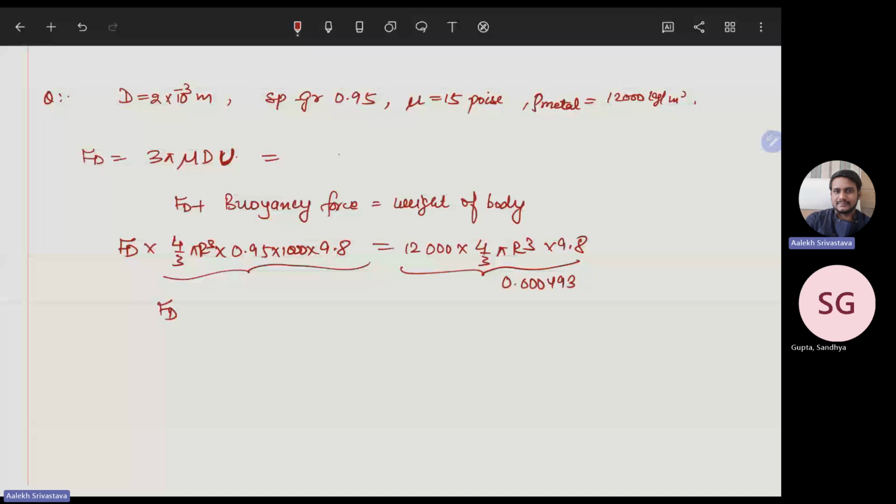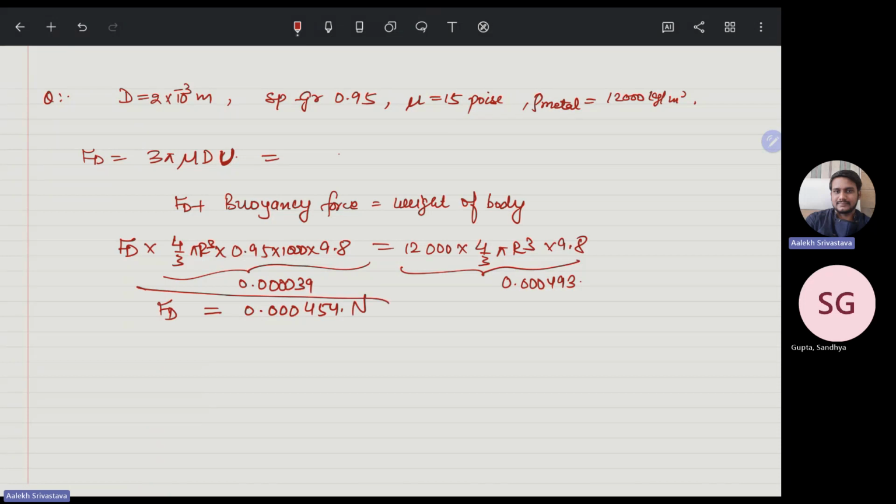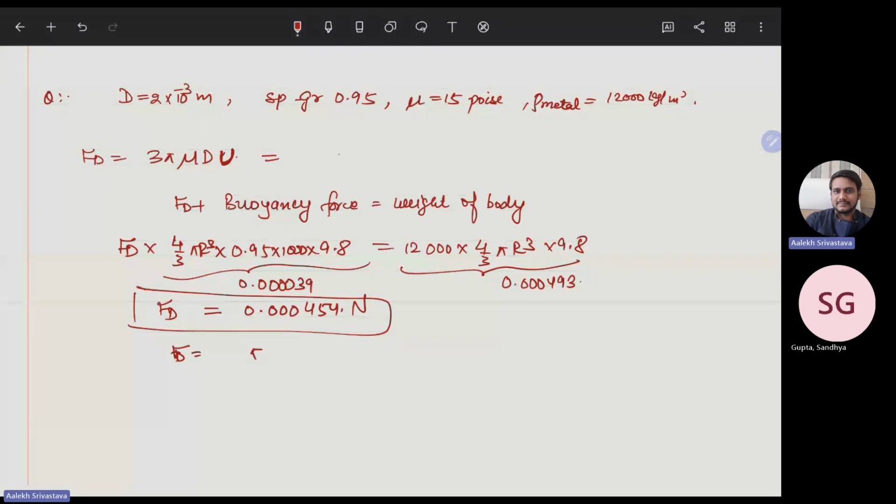This value is coming as 0.000039, and the force of drag that it will come as 0.000454 Newton. This is your drag force, and if you just say FD is equal to 3 pi mu du, you will get a terminal velocity, and terminal velocity is 0.016 meter per second.